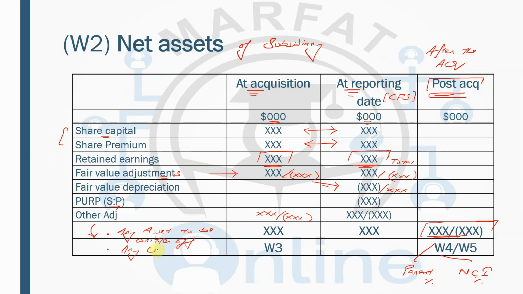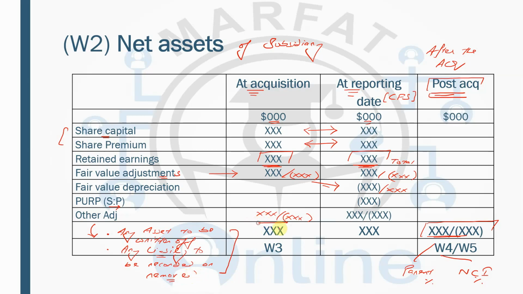Any liability to be recorded or removed. In other words, if you want to record any asset of the subsidiary, or if you want to remove any asset of the subsidiary, if you want to record any liability, or if you have to remove any liability related to the subsidiary, then you can do those things in the other adjustment column, because these are all the adjustments which are related to the subsidiary.